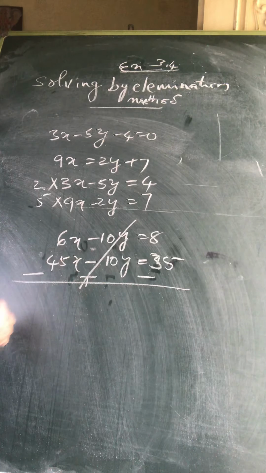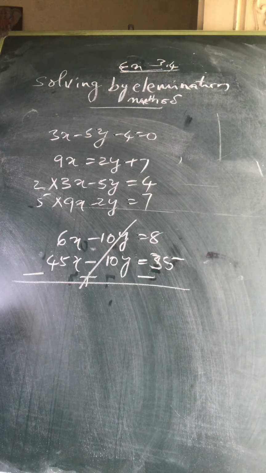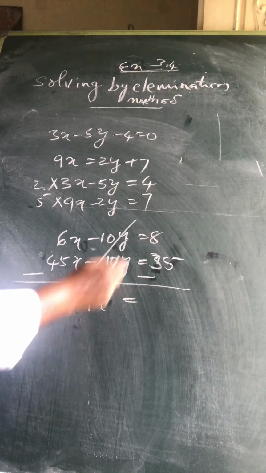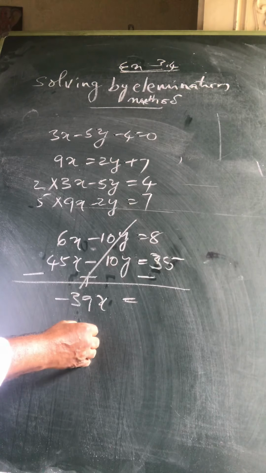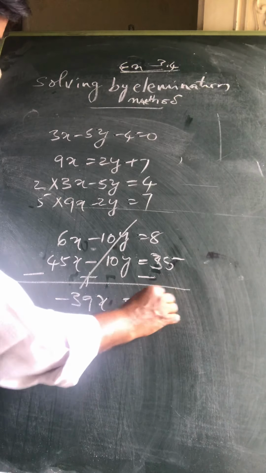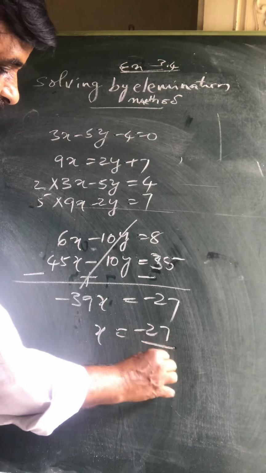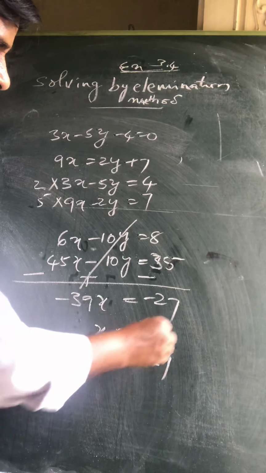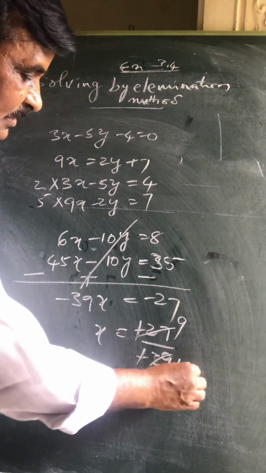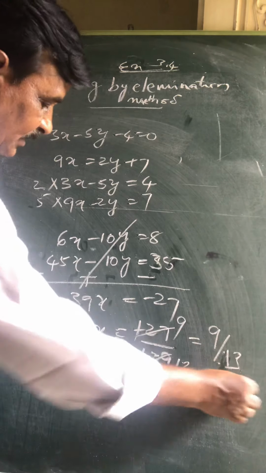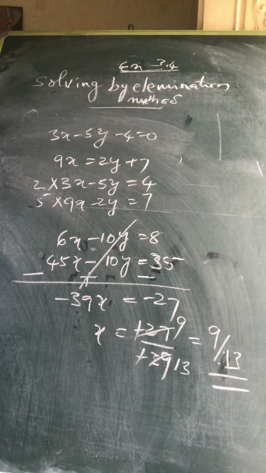How much is left over here? Minus 45 plus 6, minus 45 plus 6. How much? 39. Minus 39x is equal to 8 minus 35. How much? Minus 27. X is equal to minus 27 by minus 39. Minus minus cancel. 3 9s are 27, 3 13s are 39, so x is equal to 9 by 13. That is the value of x.